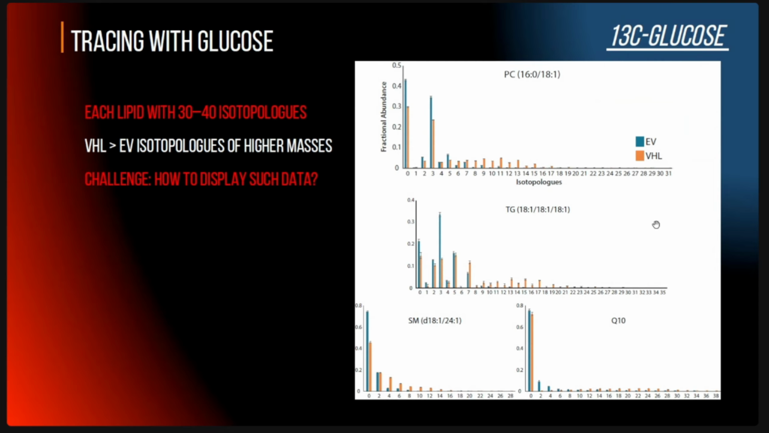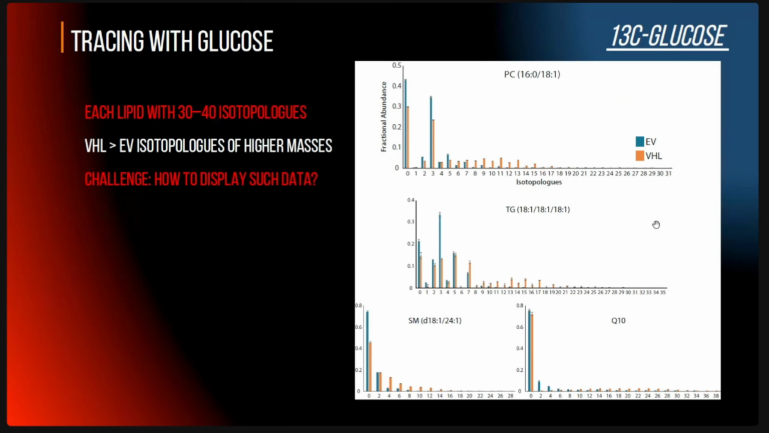And from this graph, it was already very clear visually that the oxidative VHL cells produce longer or heavier isotopologues, like the n plus 13, 10, and so on. Whereas the glycolytic cells were more focused on the shorter ones, n plus 1, 2, 3, 4, 5 at most. But it was like that.